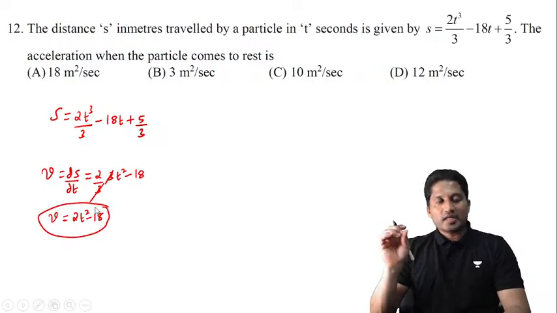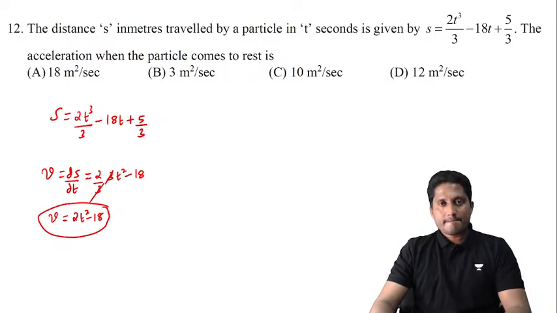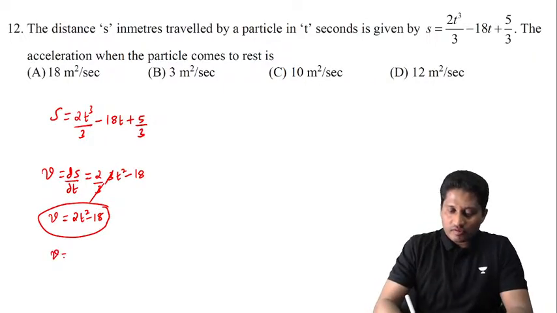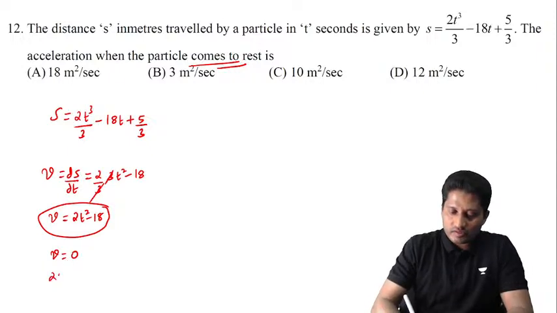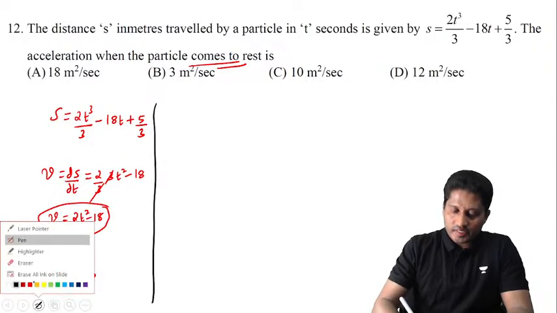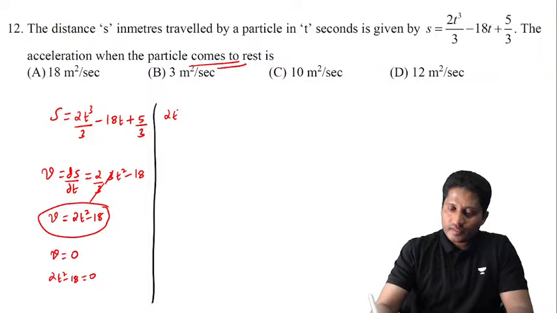Whenever the particle comes to rest, velocity v is equal to 0. It's given here. Particle comes to rest means velocity v is 0. So 2t square minus 18 is equal to 0. So from this I can write 2t square is equal to 18. T square is equal to 9. T square is 9 means t equal to 3.